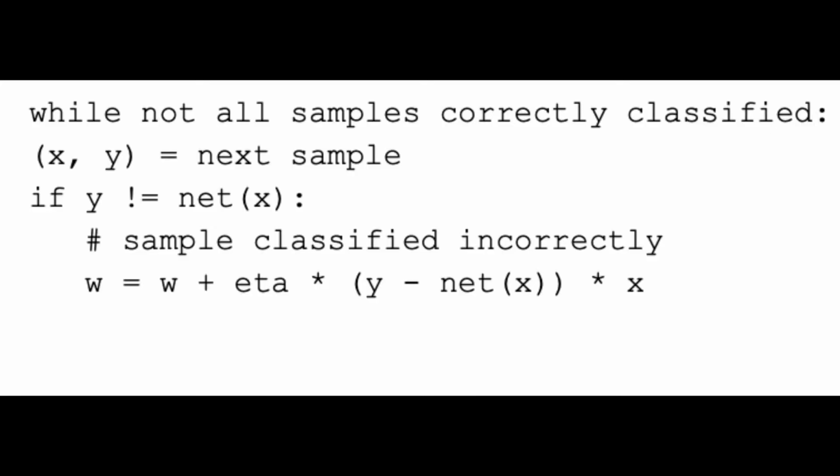Now let's talk about the training algorithm. Generally, the training process follows the next algorithm. While not all samples are correctly classified, take the next sample, calculate the output of the network and compare it with the expected output. If it's not equal, update the weights in the network. In code, y minus net of x is the error of classification. Eta is a hyperparameter, the learning rate, and w is the weight of the node.